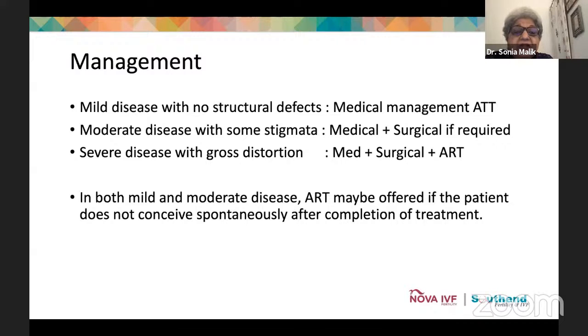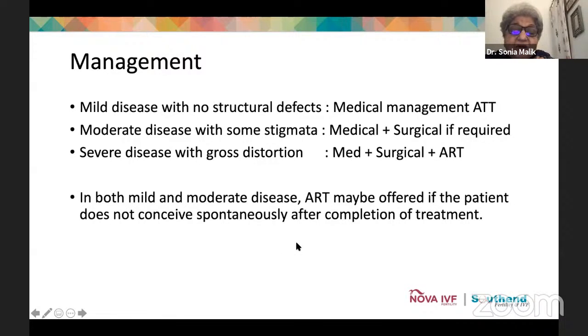So what is the management then? You have the mild disease with no structural defects, which is where you are just going to do medical management. Moderate disease with some stigmata, where medical and if surgical management is required, you may have to do it. But in severe disease of the endometrial cavity, you do need to have a surgical intervention. You have to correct that distortion and of course offer ART.